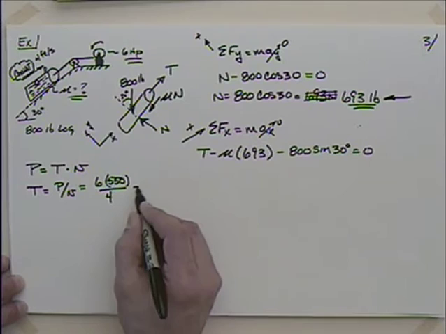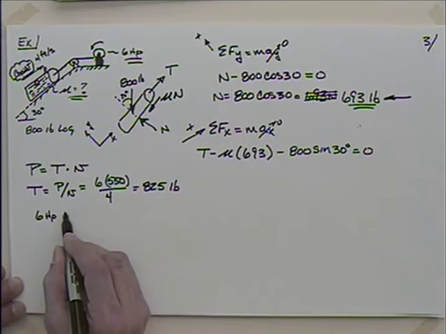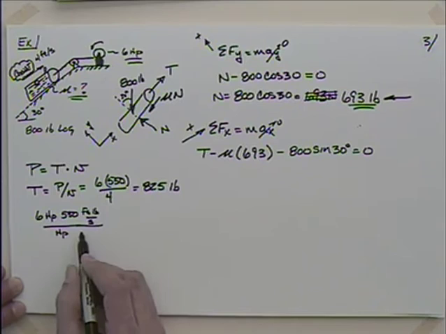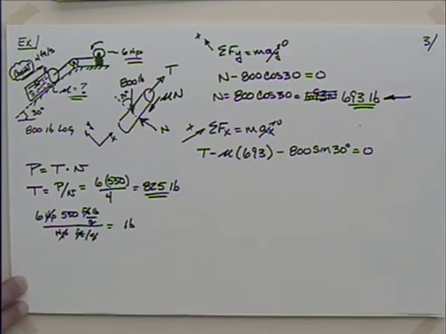825 pounds. Now, did the units work out on that? I had 6 horsepower times 550 foot-pounds per second per horsepower. And then what was 4 in the denominator? Feet per second. So I get to cancel the horsepower, I get to cancel that, I get to cancel this, and indeed, I come up with pounds. So 825 pounds. That's what that's giving us.